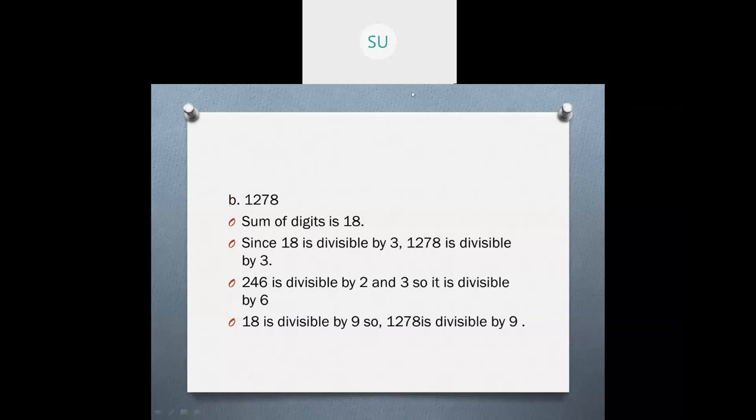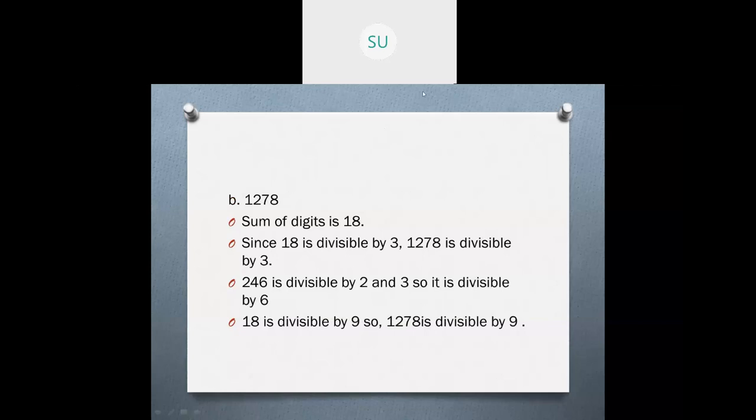Now, second question, 1278. We have to find the sum of the digits first. 1 plus 2 is 3, 3 plus 7 is 10, and 10 plus 8 is 18. The sum of the digits is 18. To check if the number is divisible by 3, see if 18 is divisible by 3. 6 3s are 18, or 3 6s are 18. So 18 is divisible by 3, so 1278 is divisible by 3.